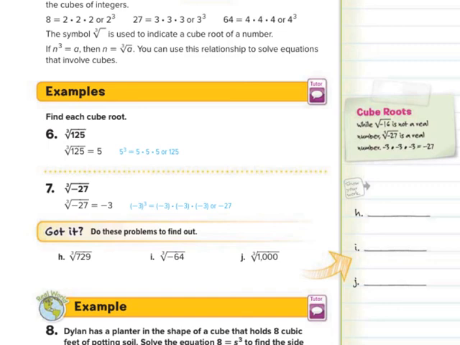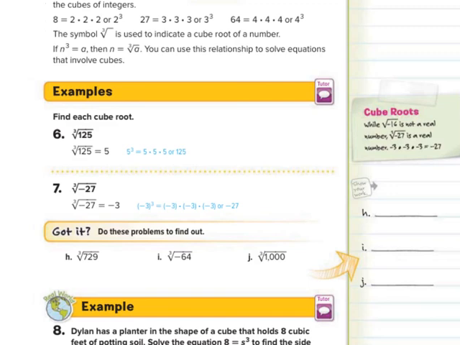So when we get down to the cube root of 729, again, trial and error. Ask yourself, what times what times what is 729? I'm going to start big. I'm going to start with 10. 10 times 10 is 100, times 10 is 1,000. That's too big. Let's try 9. 9 times 9 is 81, times 9 is 729. So this is going to equal 9.